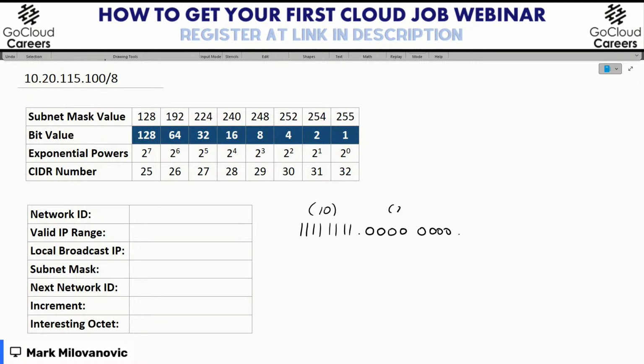This, in essence, will be the decimal number 20. We're not doing a conversion yet. We're just showing the subnet mask. Then we would have more zeros. And this will correspond to this octet, which is our third, which we originally had the value of 115 in it.